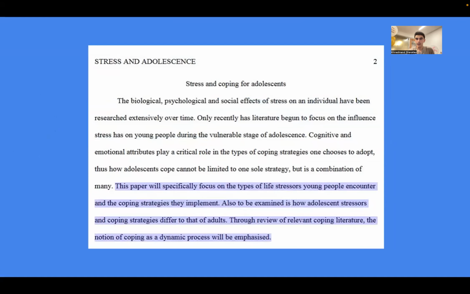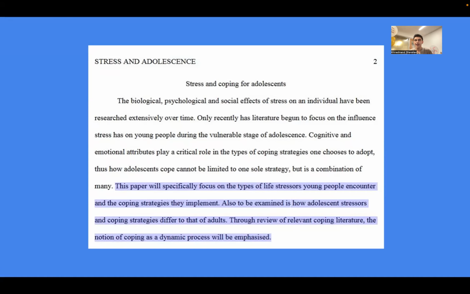And then next, at the end of the first paragraph in the literature review, we have the following statements. This paper will specifically focus on the types of life stressors young people encounter and the coping strategies they implement. Also to be examined is how adolescent stressors and coping strategies differ to that of adults. Through review of relevant coping literature, the notion of coping as a dynamic process will be emphasized.